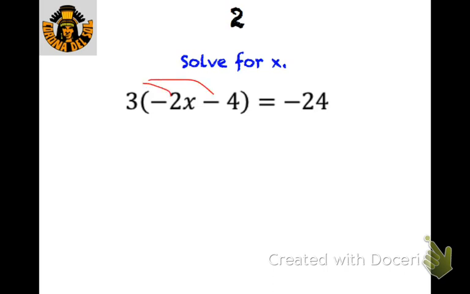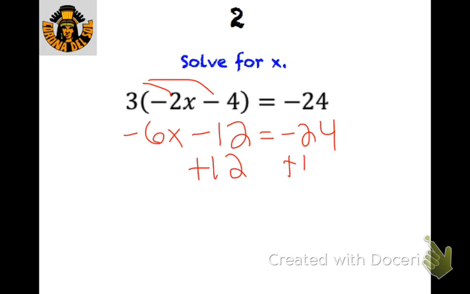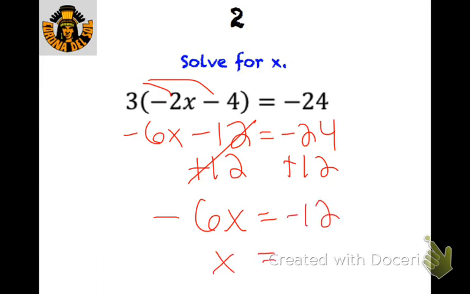So we distribute the 3, so we get negative 6x minus 12 equals negative 24. And then we add 12. This will be negative 6x is equal to what? Negative 12 divided by negative 6, and you get a positive 2.